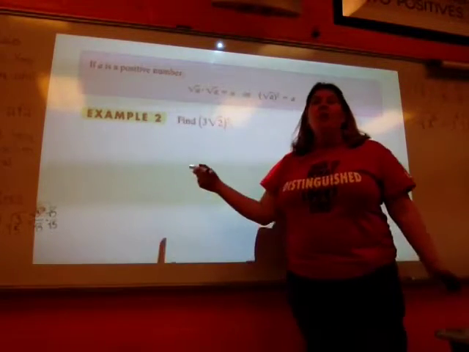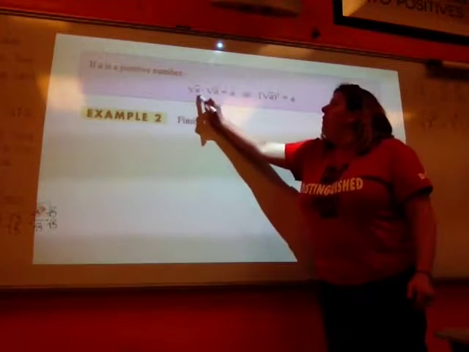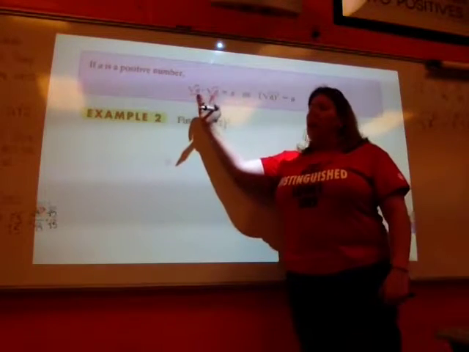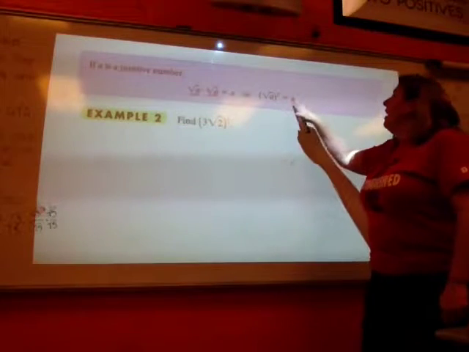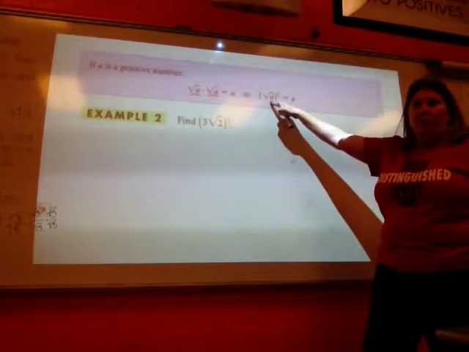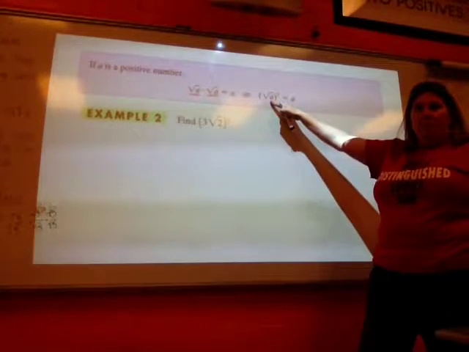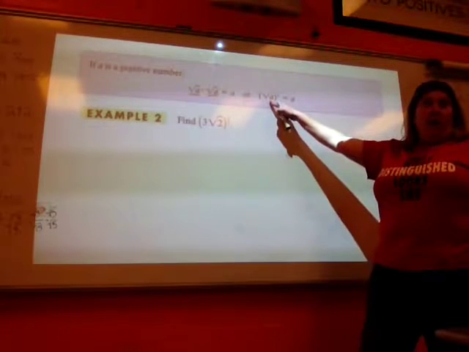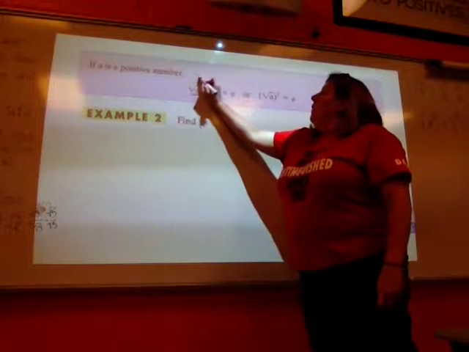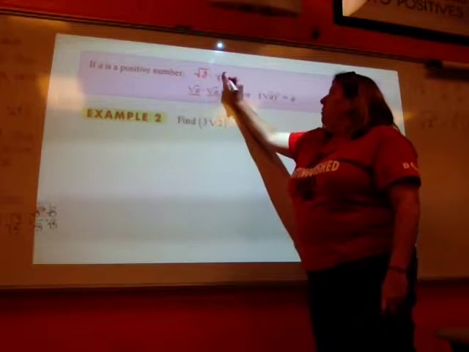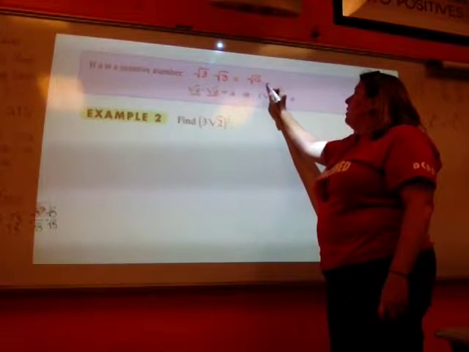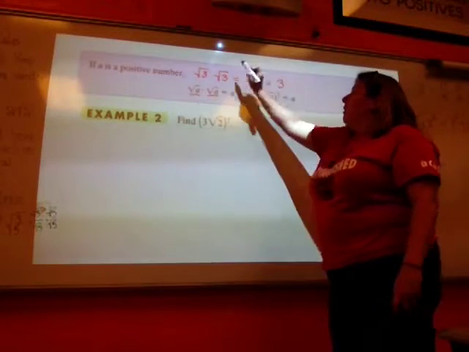So we know that if I have a positive number under the square root, and I multiply it by itself, I'm just going to end up with that number that was underneath the square root. Right? Does that make sense? Because it's going to become a perfect square. So, an example might be the square root of 3 times the square root of 3 is going to get me the square root of 9, which is going to end up being 3.